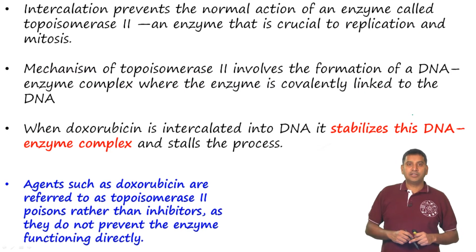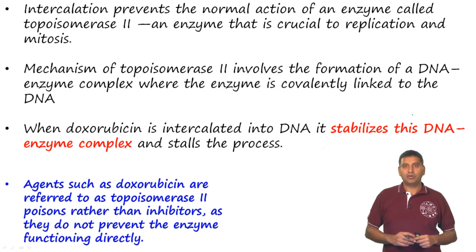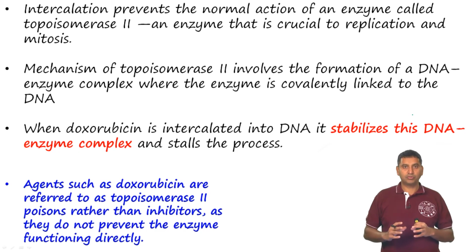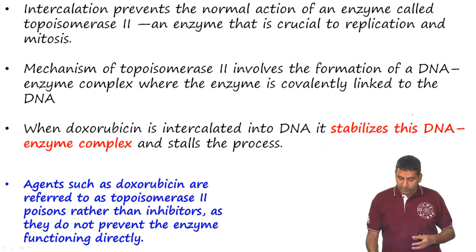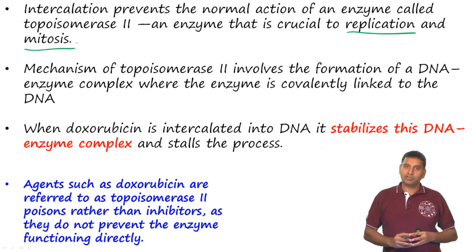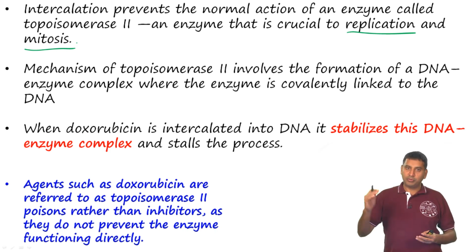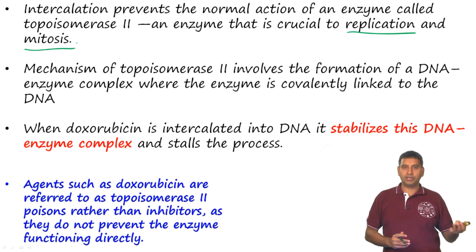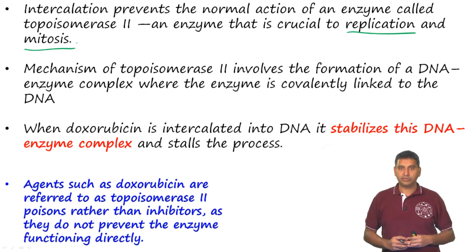Again, intercalation prevents the normal action of an enzyme called topoisomerase 2. This enzyme, as we looked at earlier, is crucial to replication and mitosis. The mechanism of topoisomerase 2 involves the formation of a DNA-enzyme complex, where the enzyme is covalently linked to DNA. Recall, we have looked at how topoisomerase 2 acts in one of the previous lectures.